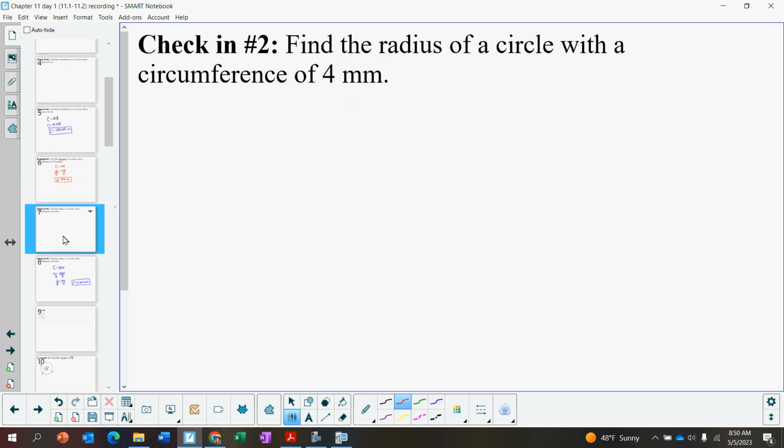So you're going to try the next problem. We're looking for the radius this time when the circumference is 4. Pause, and when you're ready to see the answer, hit play.